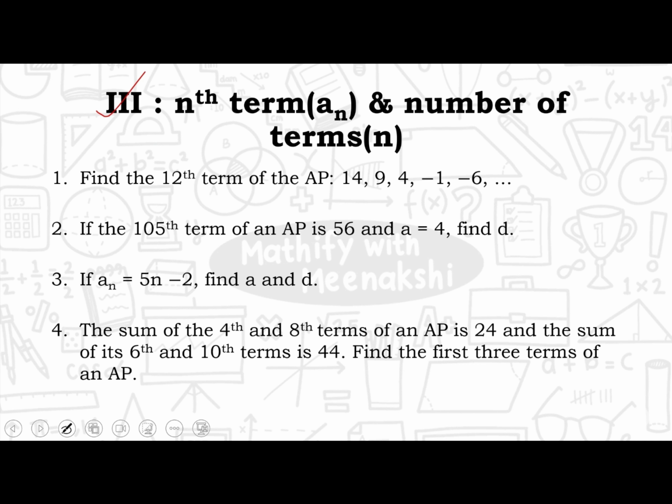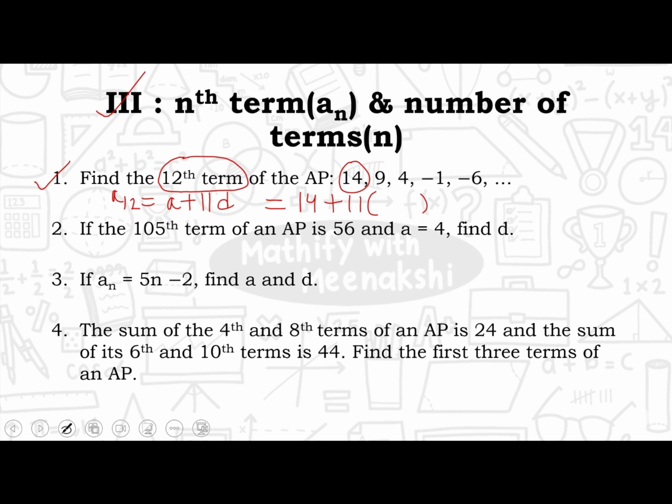Under this topic, I have written 13 questions for you. Let's see the first question. Here you have to find the 12th term for the given AP. Now you should know the formula for A12, that is A plus 12 minus 1 D, that is you can write A plus 11D. Now what is A plus 11D? Here A is the first term, that is 14, plus 11 into D.